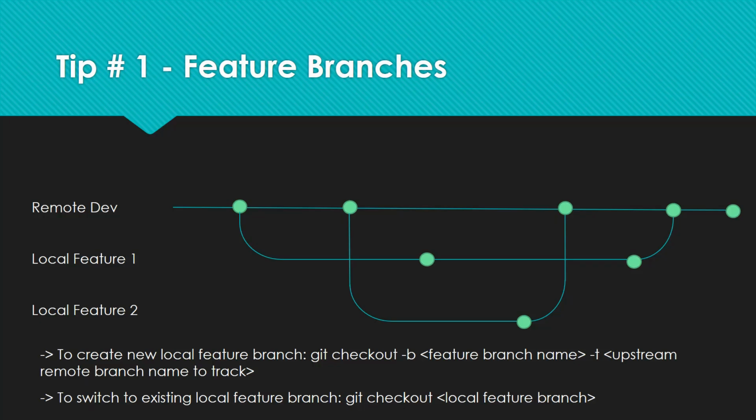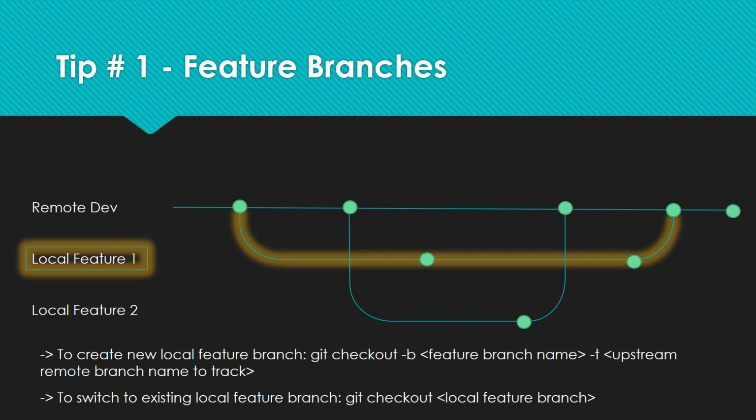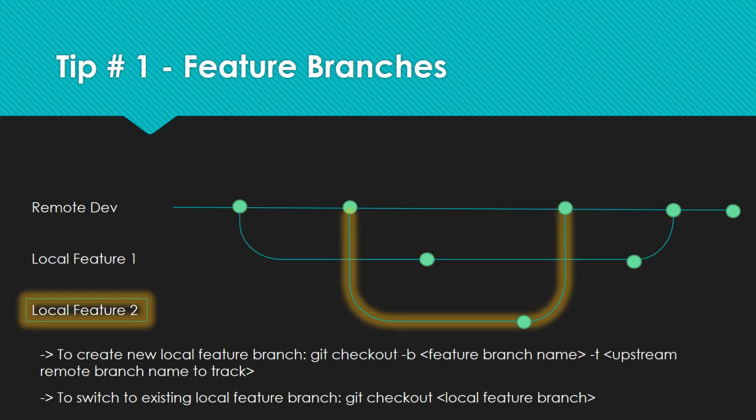Tip number 1. Feature branches. Feature branches are a set of local branches used to make code review changes in parallel. This allows you to go back and forth freely between any feature branch, pick up where you left off and submit code changes without affecting other feature branches.